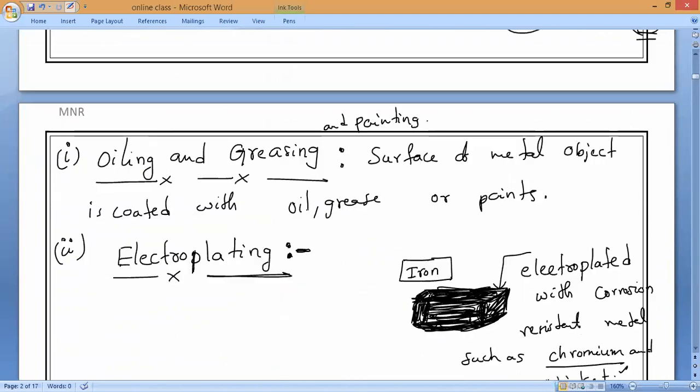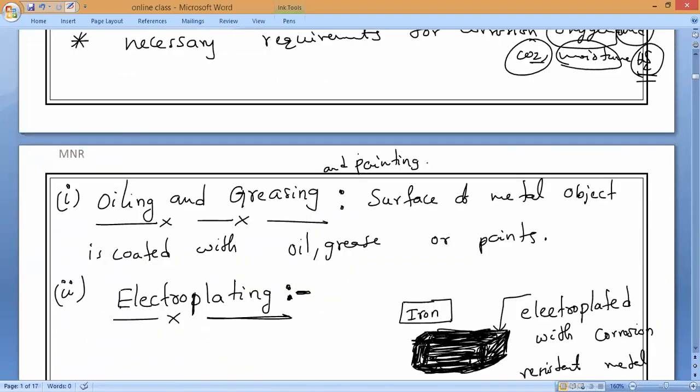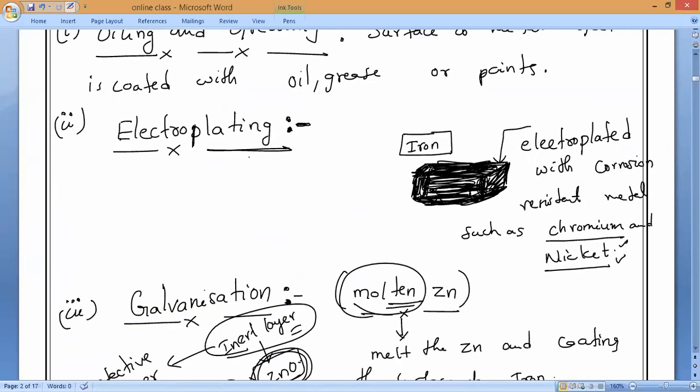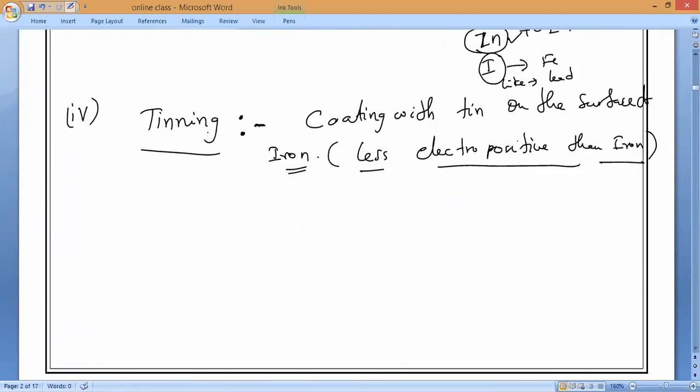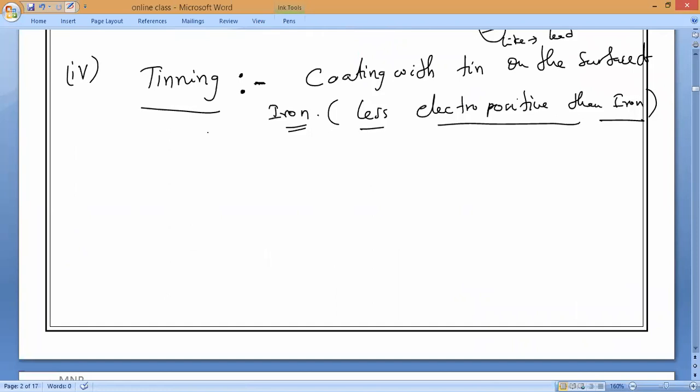So how many methods are now over? One is oiling, greasing and painting. Second is electroplating. Third is galvanization. And the fourth one is tinning. Now, next, one more method is there. If we apply an aluminum protective layer, then we call it by a particular name.